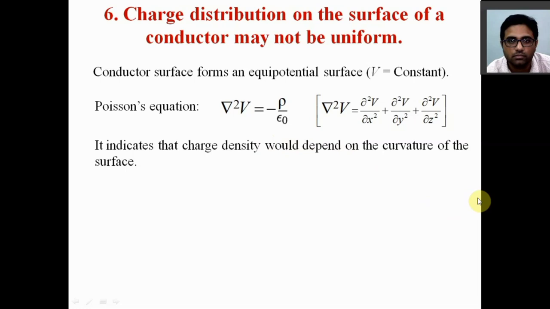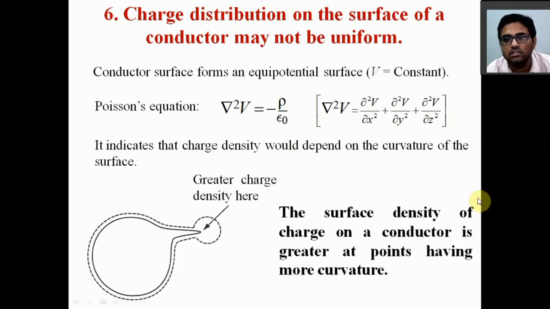So the surface density of charge on a conductor is greater at points where the curvature of the surface is more. So here the curvature of the surface is more, so that's why greater charge density is here.